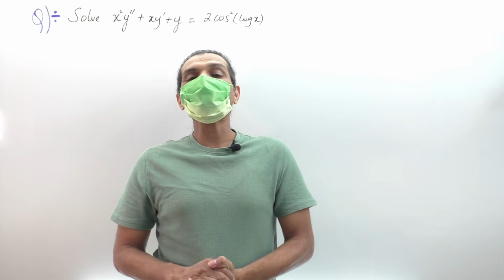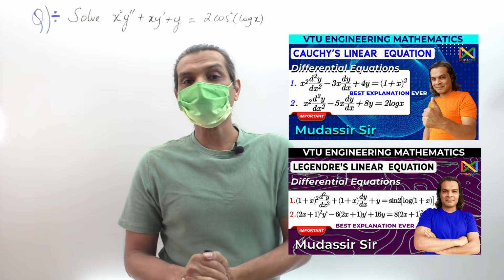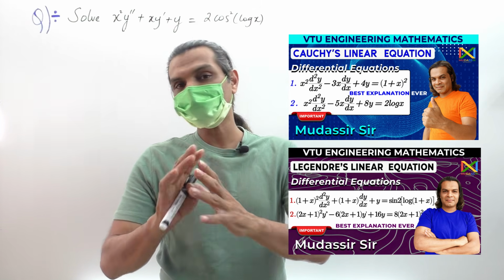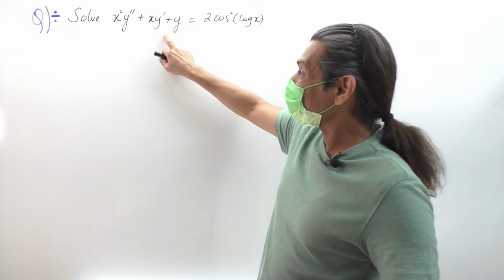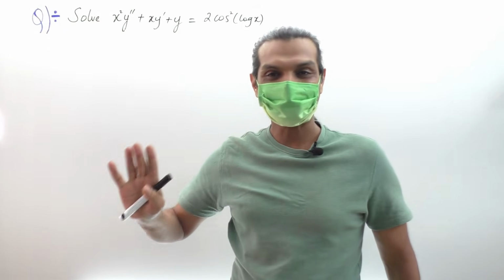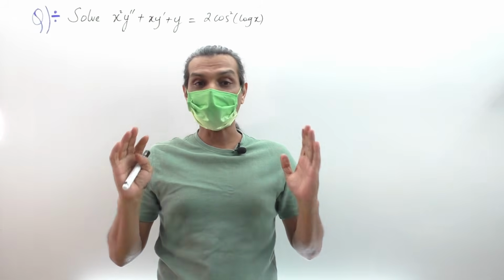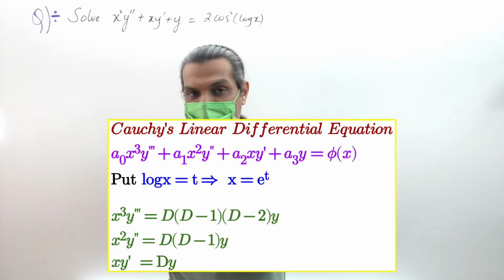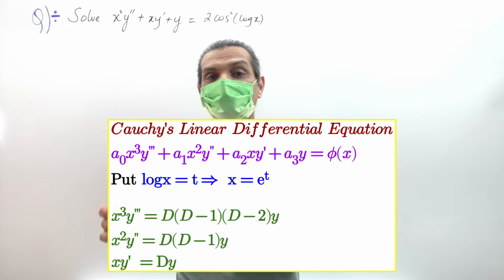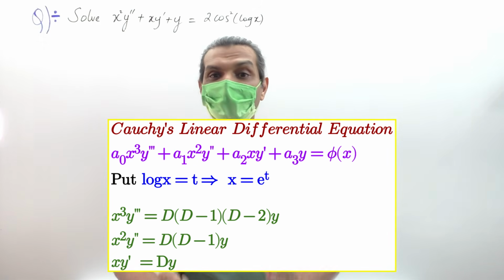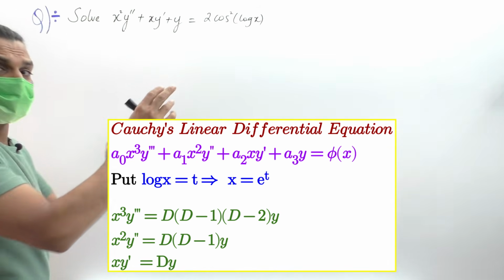If you have been following me and watching my previous videos, then I solved numerous problems on Legendre's and Cauchy's differential equation. And this is clearly Cauchy's differential equation. Why? Any differential equation of the form x³ y''' + x² y'' + x y' + y = φ(x) is Cauchy's differential equation. Plain x², x³, x and so on will be there.